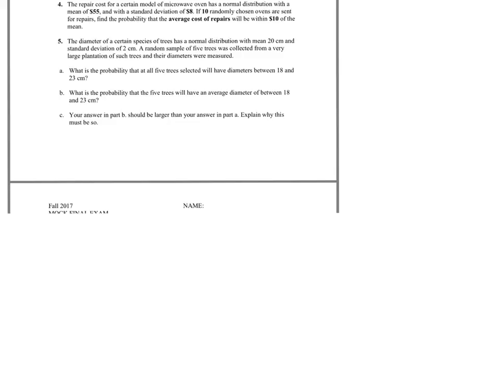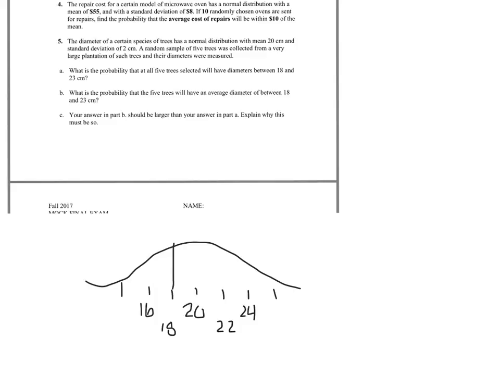So the first thing I'd recommend you do is just sort of picture this problem that we're dealing with. We've got a normal distribution, we've got a mean of 20 and a standard deviation of 2. So this would be an 18-inch diameter tree, a 16-inch diameter tree, and so on. If I go out one standard deviation above the mean, this would be a 22-inch diameter tree, a 24-inch diameter tree, and so on. And we're looking for trees to have a diameter between 18 and 23. So we're really looking for this proportion in between here in the normal curve.